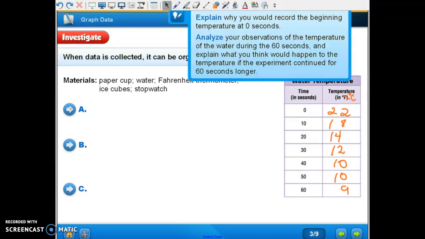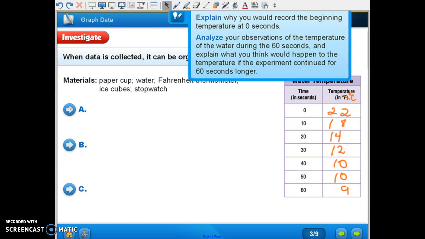Why do you think that is? Because it's going to be the same temperature. The ice has made it as cold as it's going to get. So it's not going to keep dropping.